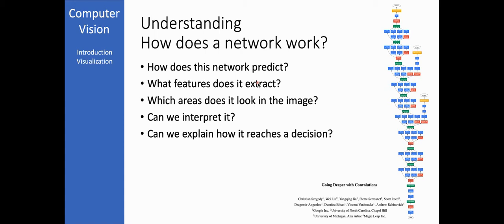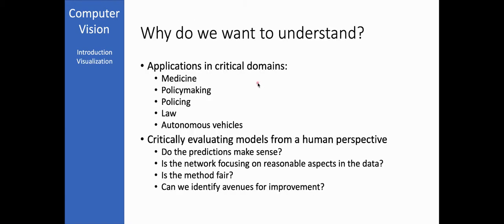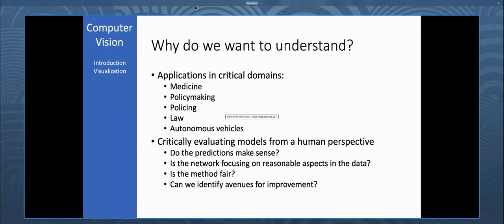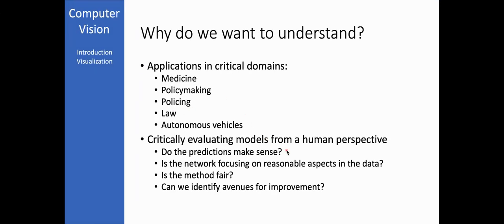You might ask why these questions are actually interesting. Well, there are quite a bit of domains where understanding a neural network is crucial. To list some of them, we have medicine, we have policymaking, the policing, we have applications in law, we have autonomous vehicles, and so on. So in all these applications, critically evaluating the models from a human perspective is crucial. We should be able to answer whether the predictions of a given neural network make sense. Is the network actually focusing on reasonable aspects of the data? Is this method fair? And can we identify avenues for improvement looking at all these things?